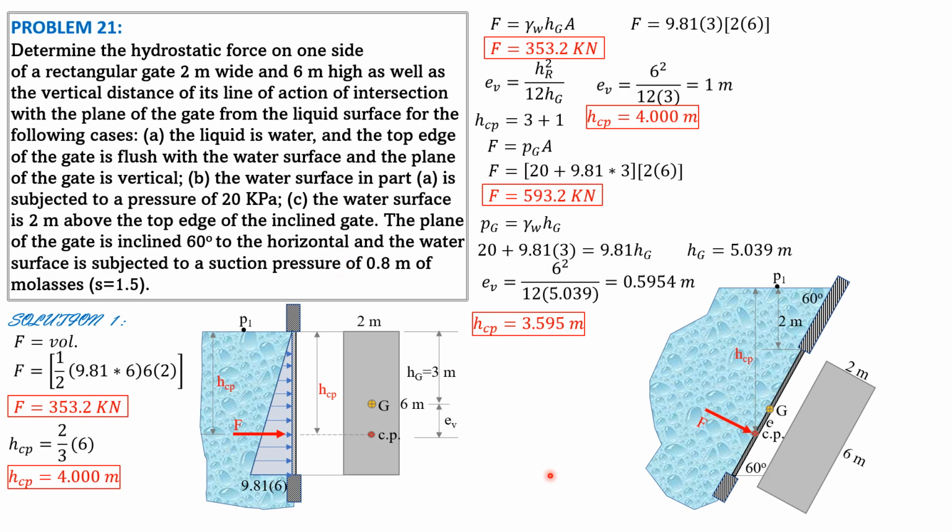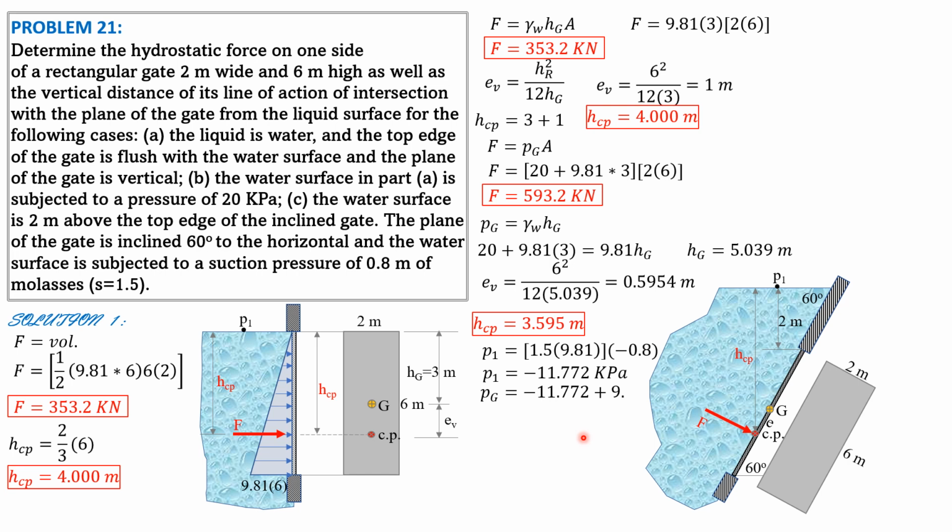So computing for P1, and let's call that E the distance between G and the center of pressure along the plane of the gate. So P1 is 1.5 times 9.81 times negative 0.8 meter of molasses. So P sub 1 is negative 11.772 kilopascals. And we use F equals pressure at G times area, where the pressure at G is P1. Then we go down, plus 9.81 times 2 plus 3 sine of 60 degrees.